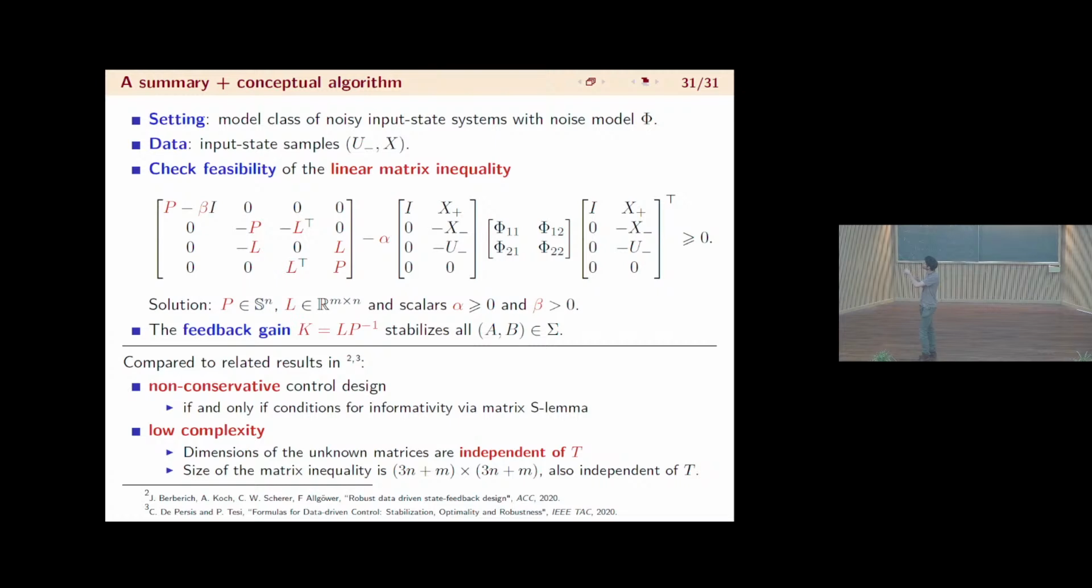Also, the dimensions of the variables over which you're looking here is independent of t. So P is an m by m matrix, L is an m by n matrix, and alpha and beta are scalars. So this does not depend on the time horizon of the experiment. Now that can be beneficial if you have a larger data set.